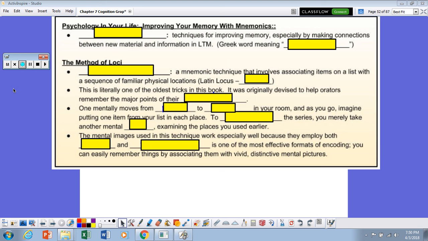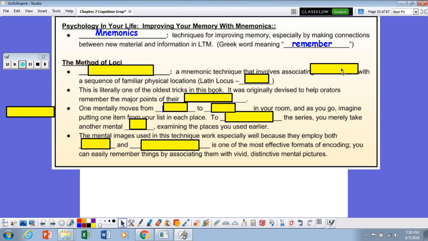A little bit about some memory devices, or something called mnemonics. And mnemonics are a technique for improving memory, especially by making connections between new material and information that is already in our long-term memory. The name mnemonics basically is Greek for remember.